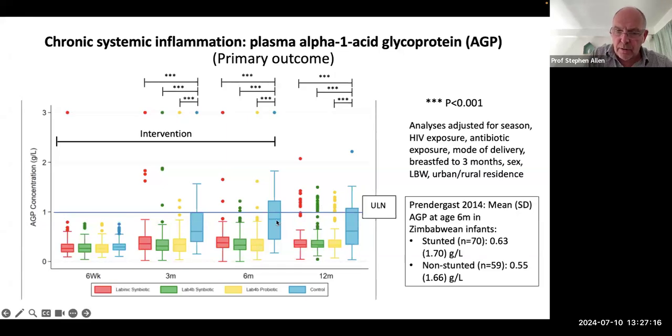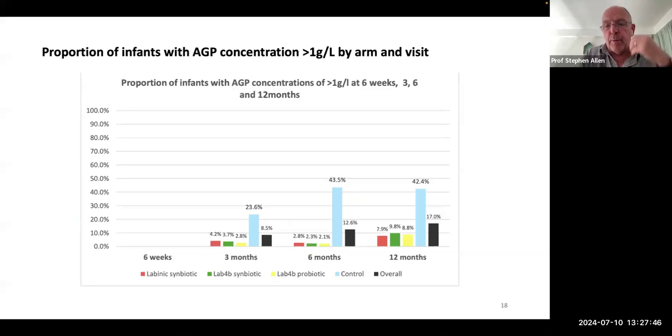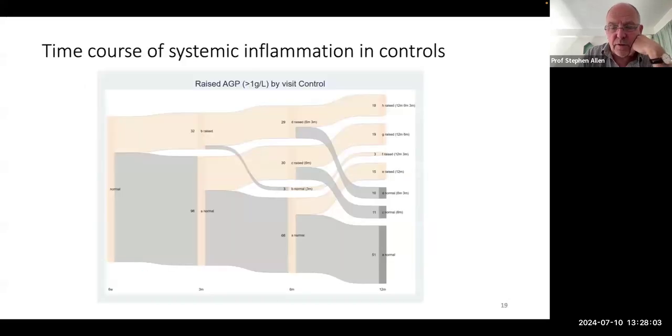This is obviously just a laboratory outcome, but the difference between the controls and the intervention is actually greater than the difference that Prendergast reported between stunted and non-stunted children in Zimbabwe. So we think this is already an important difference in inflammation. So this, we feel, is a good early start for these babies, and I'll come back to that later. If we just look at the proportion of babies in the first year who had inflammation, around 40% at 6 months and 12 months in the controls, but very few at 6 months and certainly less than 10% at 12 months. And of course, highly statistically significant differences.